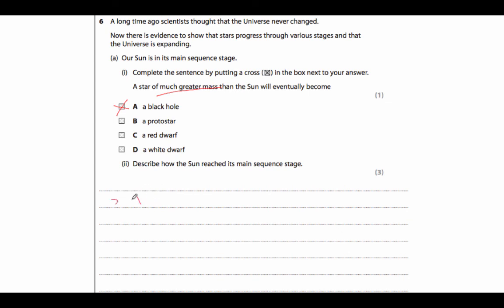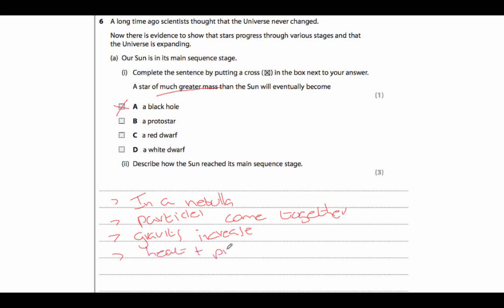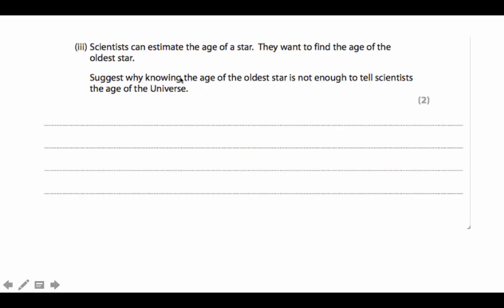Describe how the sun reached its main sequence stage. Okay, so where does it form first? In a nebula. Yeah, it happens in a nebula. Particles come together. Gravity increases, heat and pressure increase, and then finally that causes fusion, which results in a protostar. And that will then turn into a main sequence star.